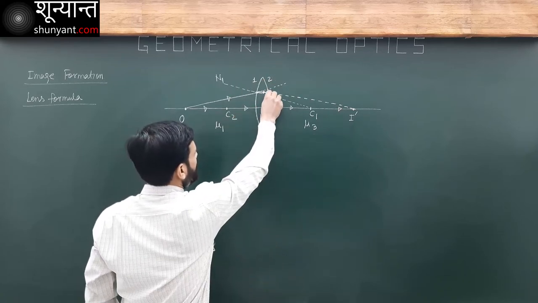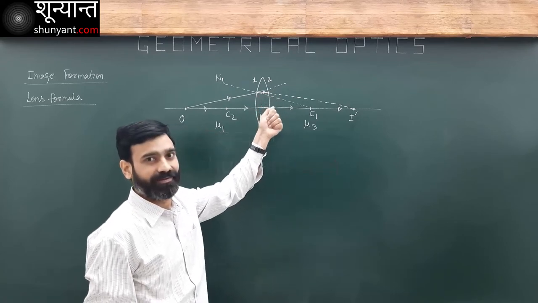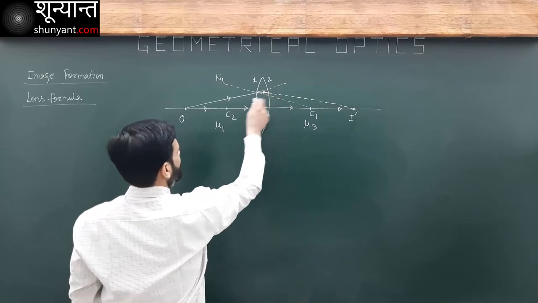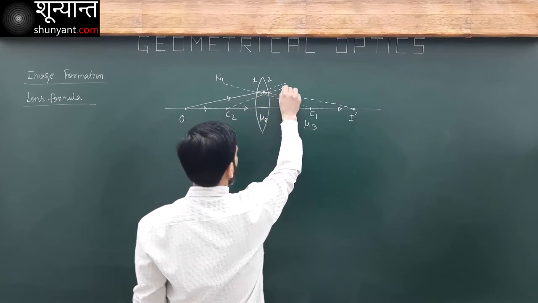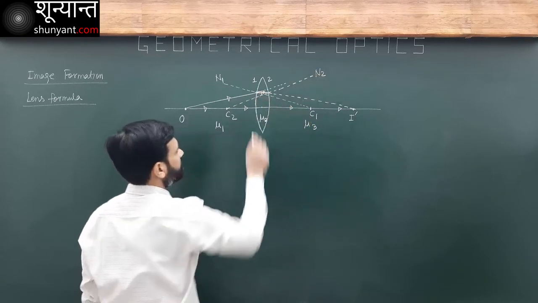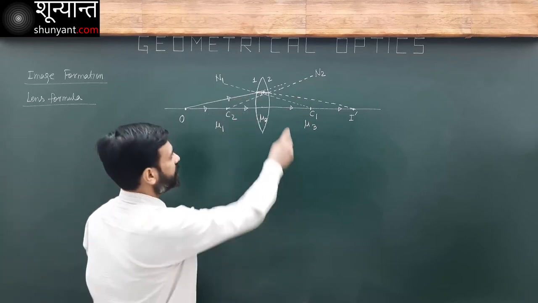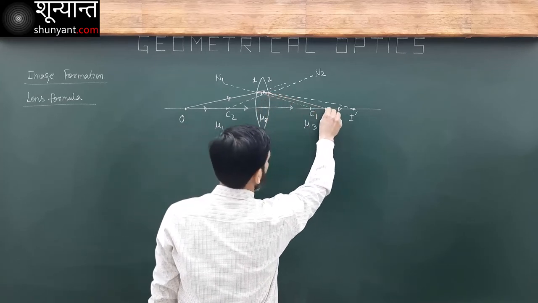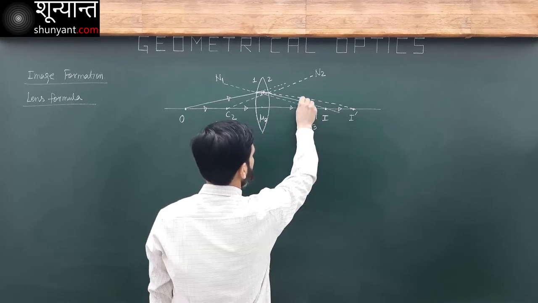But at this point, again there is refraction because the medium changes again. The light ray is going to bend again. At this point, what is the normal? If I join this with the center of this surface, C2, this becomes my normal at the second surface. This is the angle of incidence. Now the light ray is going to bend again. Let's say that finally it bends and reaches here. So this is going to become my final image.